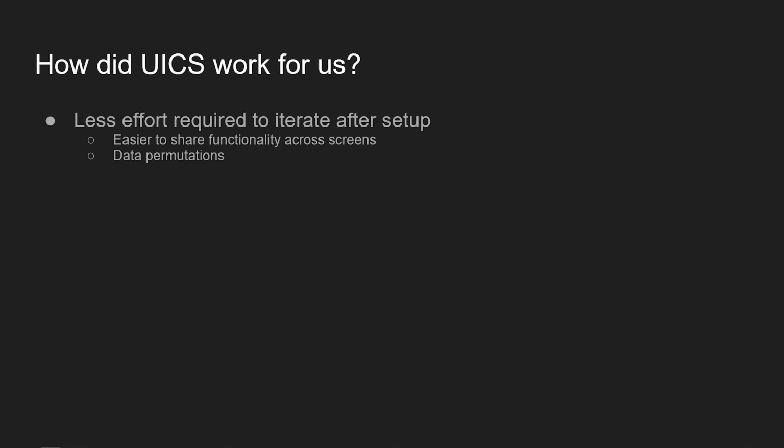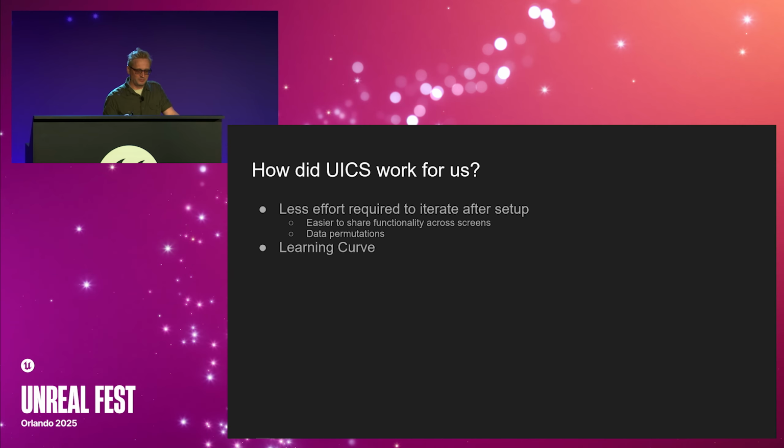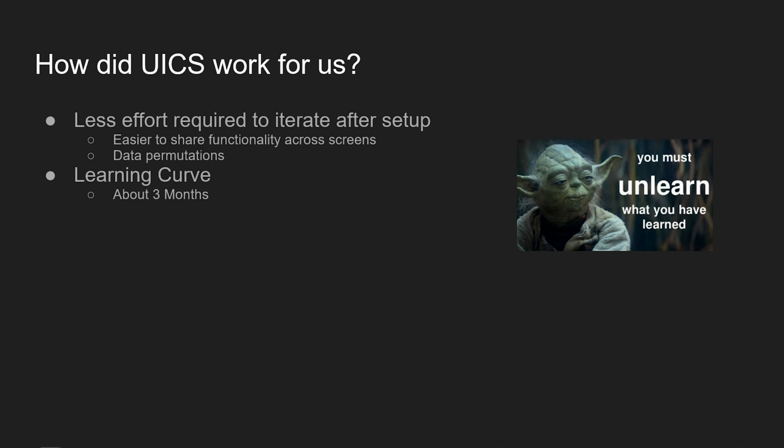And along with that, it was easier for us to share functionality across screens and handle the data permutations that I was talking about before, where you need to see a player, you need to see all players, you only need to see friendly players, things like that. Now, there is a learning curve to using the system. In my conservative opinion, it's probably about 3 months for people to get a handle on this. The reason is that this is a very different way of thinking about how to solve problems. To keep referencing Star Wars, you have to unlearn what you have learned. And that's what this learning curve is all about.